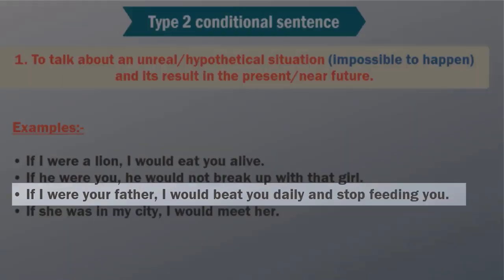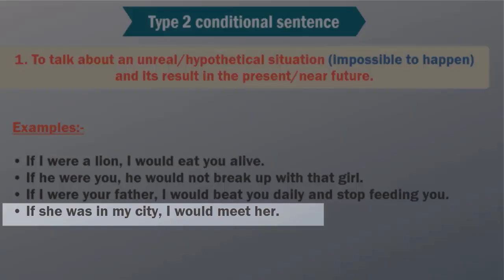Next example. If I were your father, I would beat you daily and stop feeding you. If I were your father. Now you're my friend and I cannot be your father even if I want to. So again, it's a hypothetical situation and that is why we're using were with the condition. If I were your father, condition, what would happen? I would beat you daily and stop feeding you. Just an imagination. I'm not your father. I'm your friend. I cannot be your father.